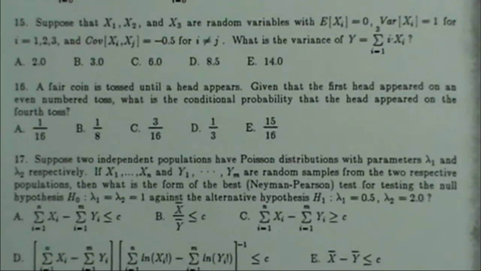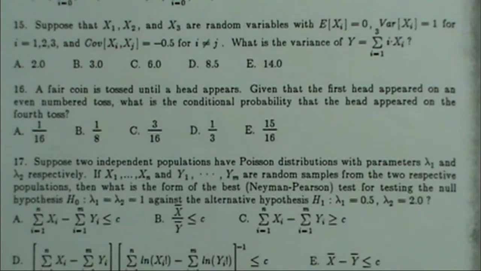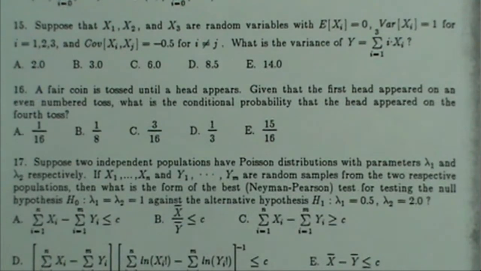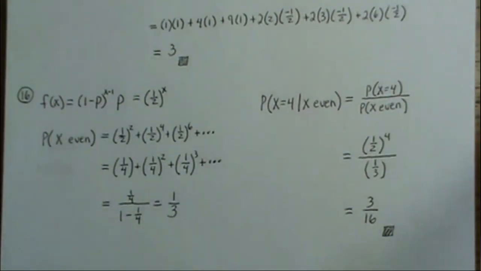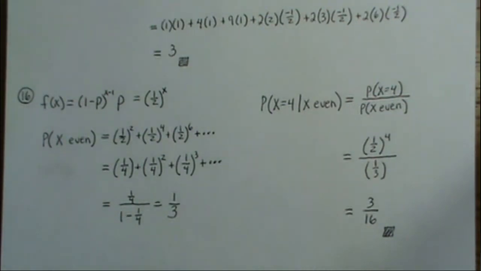Problem 16. A fair coin is tossed until a head appears. Given that the first head appeared on an even number toss, what is the conditional probability that the head appeared on the fourth toss? So problem 16, we're tossing a fair coin, and we're given that the head ended on an even toss. And what's the probability that it ended on the fourth?